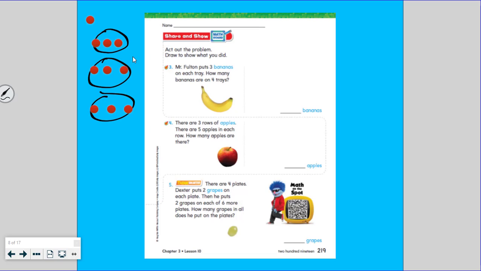Okay, you must be ready to check your answers. So I acted it out. I drew 3 trays, so each circle's a tray.